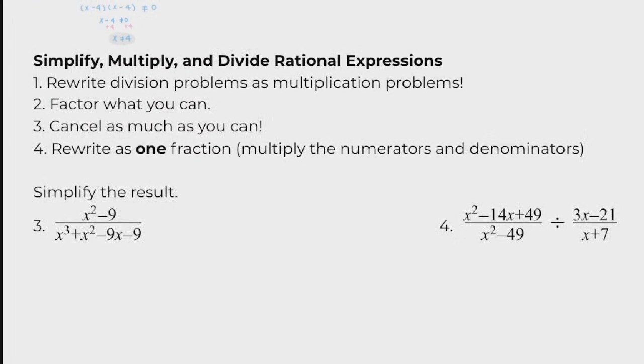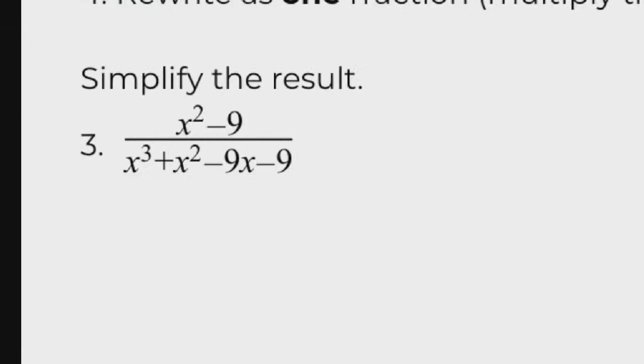Next is simplify, multiply, and divide rational expressions. So if you have a division problem, you want to rewrite it as a multiplication. Then you want to factor, cancel out as much as you can, and rewrite as one fraction. So you're going to multiply the numerators, you're multiplying straight across, and then same with the denominators.